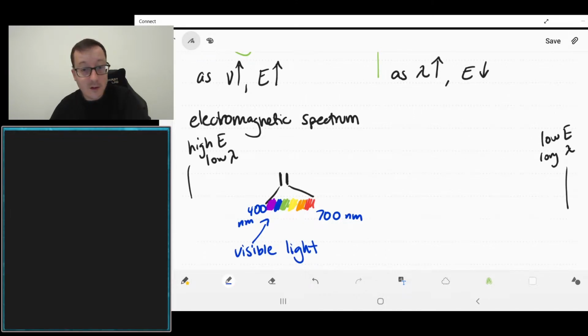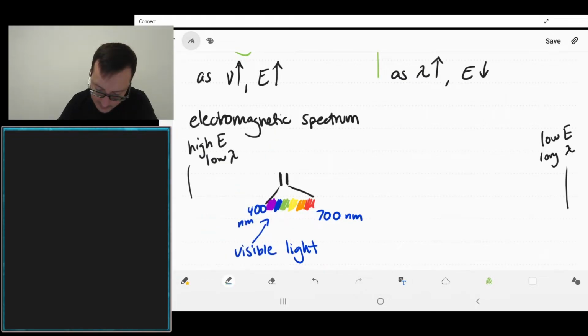And we see also that the red side is the lower energy, longer wavelength. The purple side, or the violet side, is the higher energy side of visible light, and therefore has the lowest wavelengths.